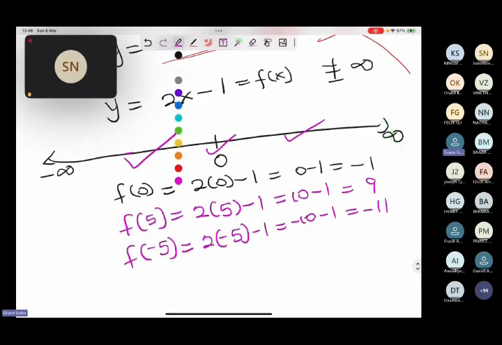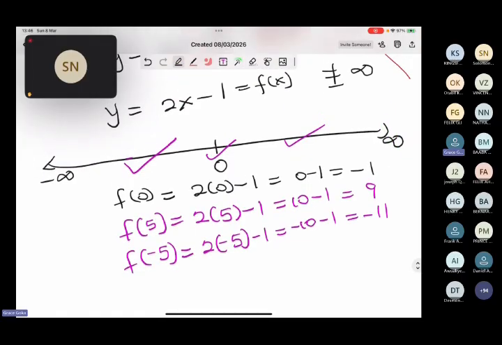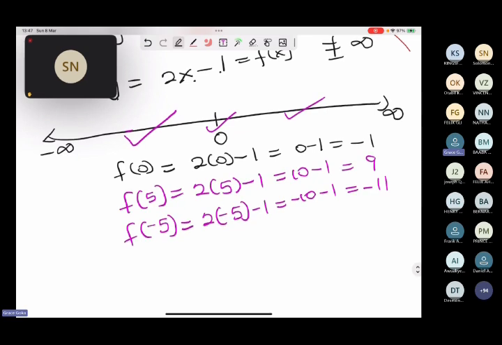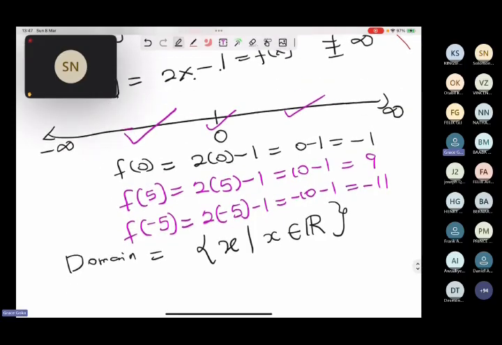So with this type of function, y is equal to 2x minus 1, we've seen that the domain, which is all the numbers we can put in the function, is all the numbers on the real number line. So the domain D is x such that all x must come from the real number line. That gives us the domain of the function. One more example, then those who have questions, you may ask.